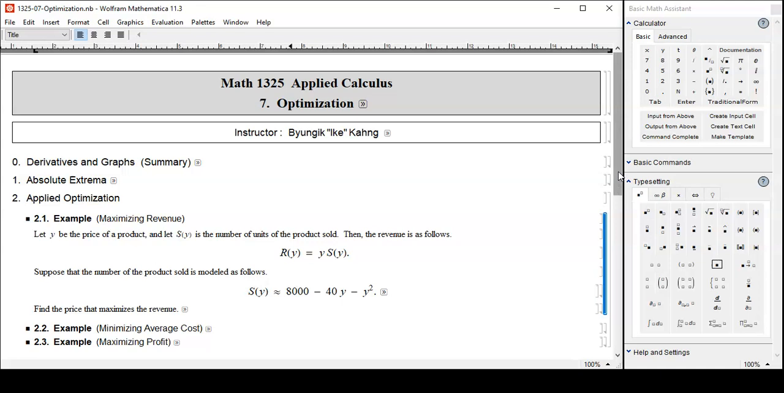It's a business example. Let y be the price of a certain product and let s of y be the number of sales. If you multiply them together, you're going to get the revenue. For instance, if the price tag is $100 and you sell 5 million of those, what's the revenue? Multiply, that's going to be $500 million.